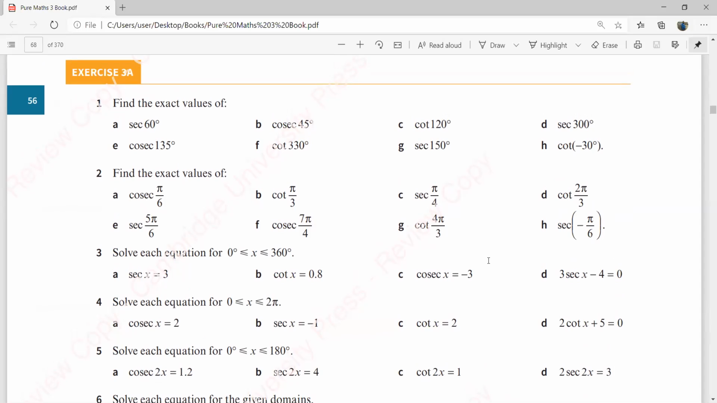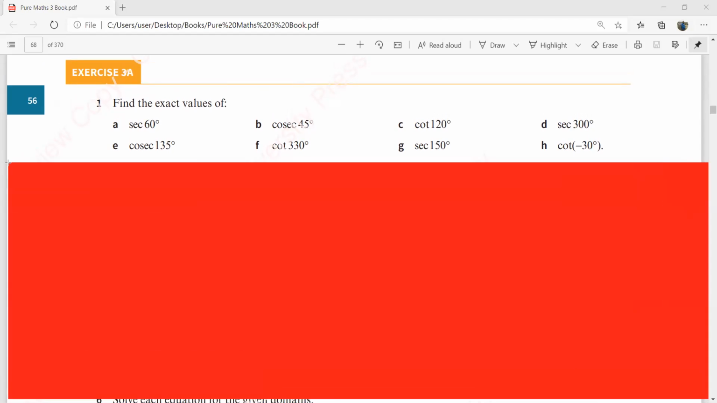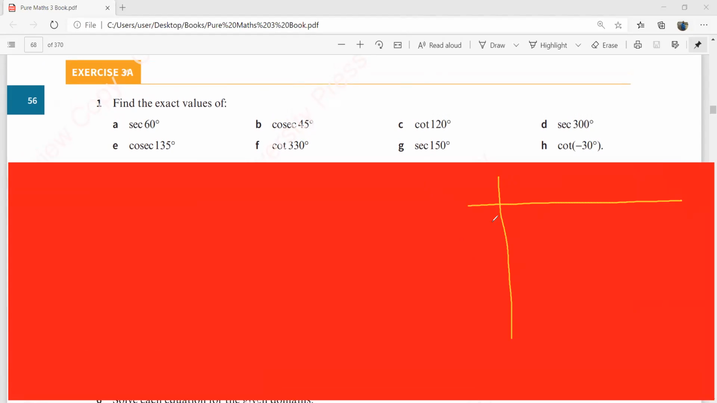It says, find the exact values of all of these. So again, we have to rely on our P1 trigonometry over here. Let me write that table again for you. Do you remember how to write the table quickly for the trigonometrical ratios of sine, cos, and tan? Let me write that again for you. For this sine, then you have cos, then you have tan.